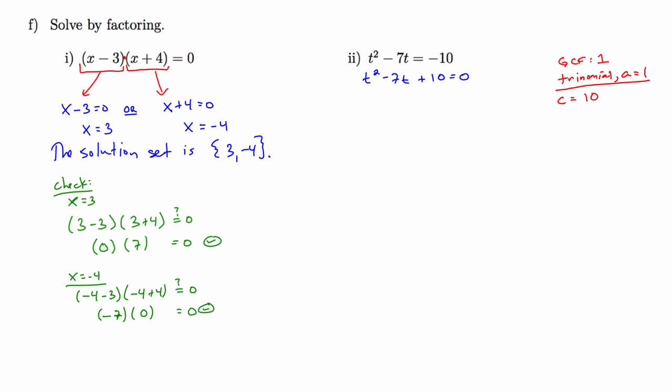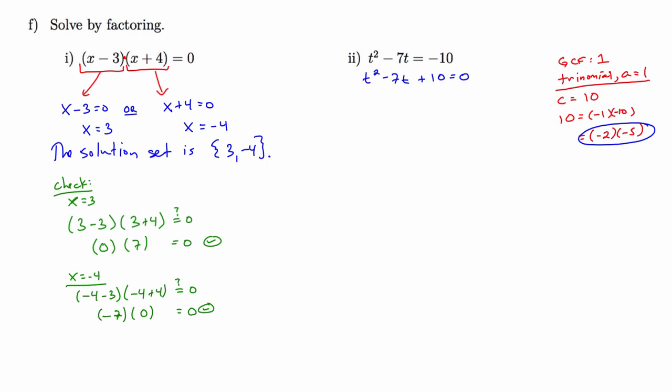So our c value is 10, so we need to find two things that multiply to make 10 and add to make negative 7. It's good to pause and remember, since the 10 is positive, both numbers will have to be the same sign, and since the negative 7 is negative, both numbers will have to be negative. So things that multiply to make 10: negative 1 and negative 10. But that does not add up to make negative 7. Another possibility is negative 2 and negative 5. Negative 2 times negative 5 is positive 10, and negative 2 plus negative 5 is negative 7.